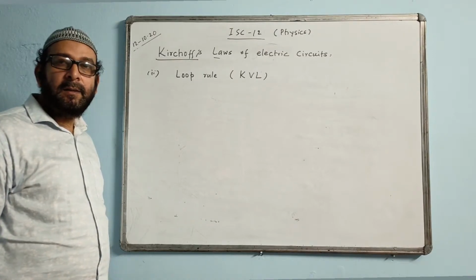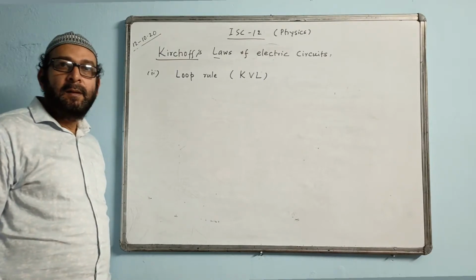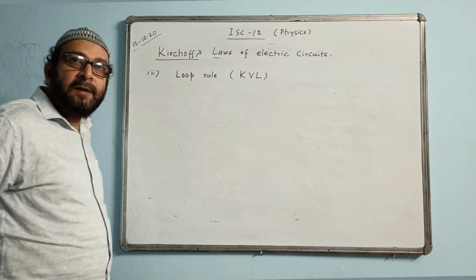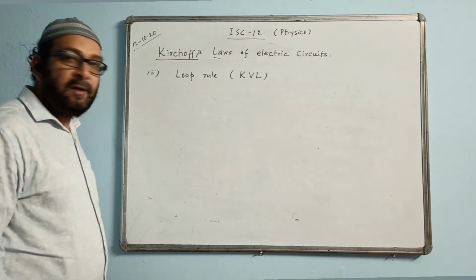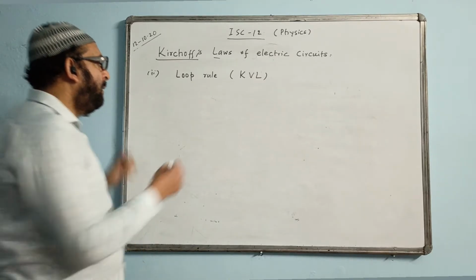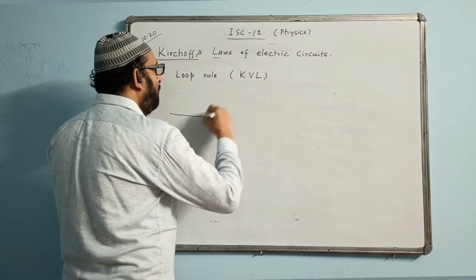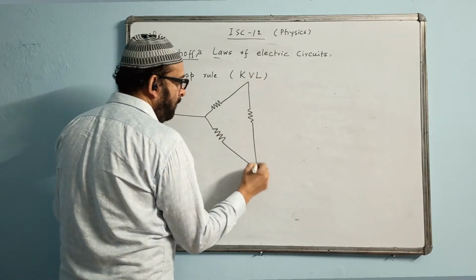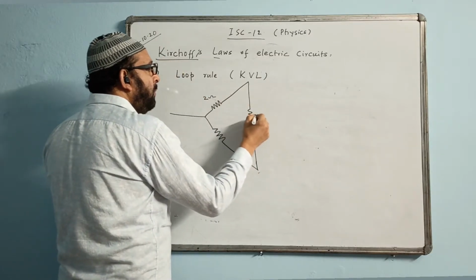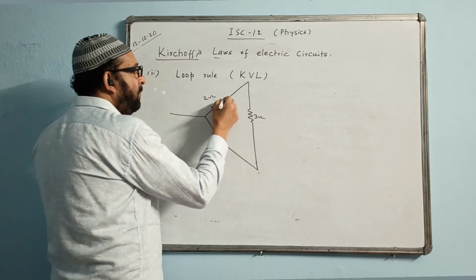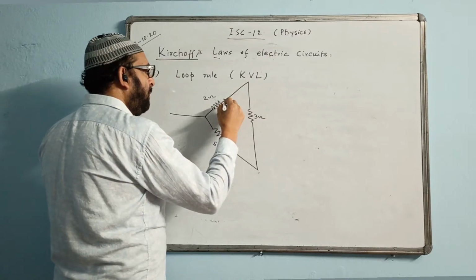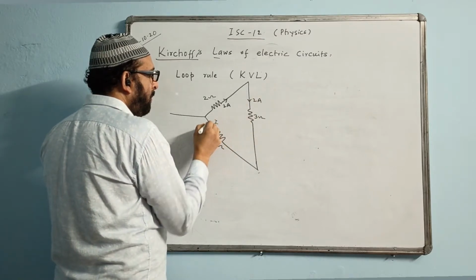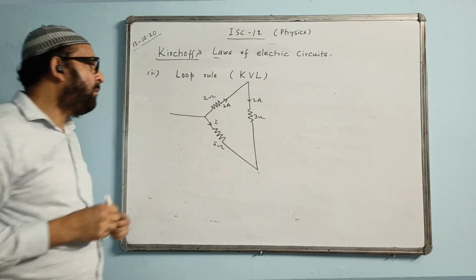Find the current I, capital I, in a part of an electric circuit shown below. 2 ohm, 3 ohm, 5 ohm. They have shown a part of a circuit given.